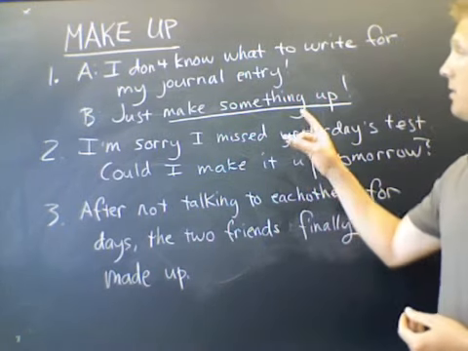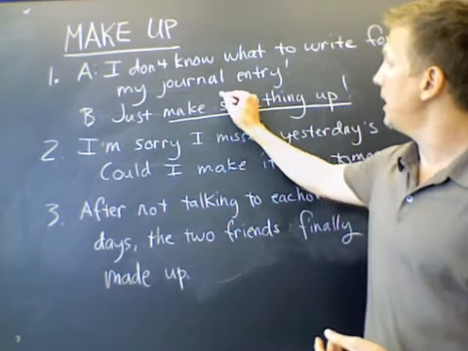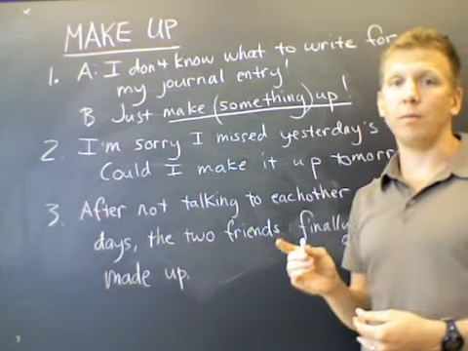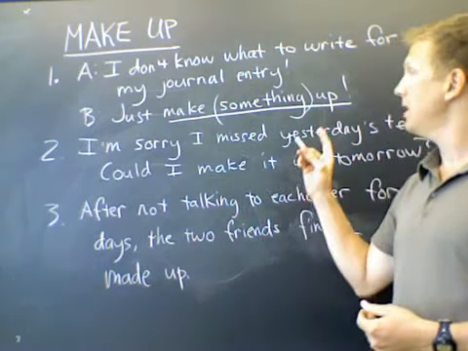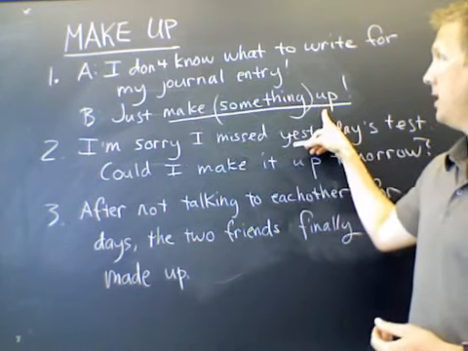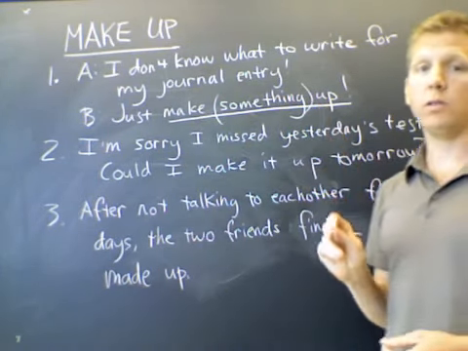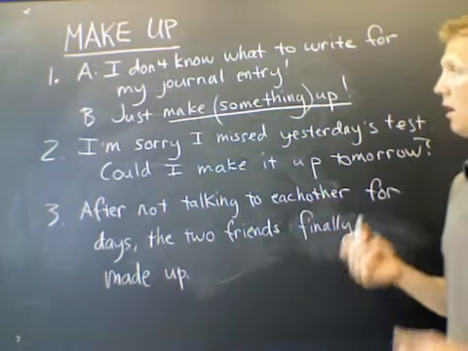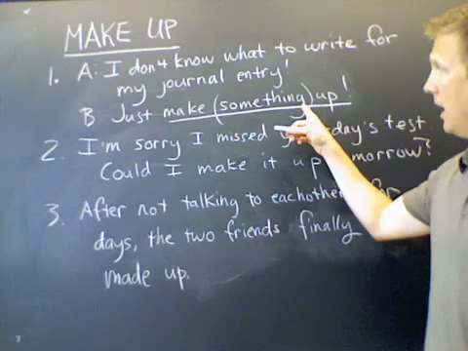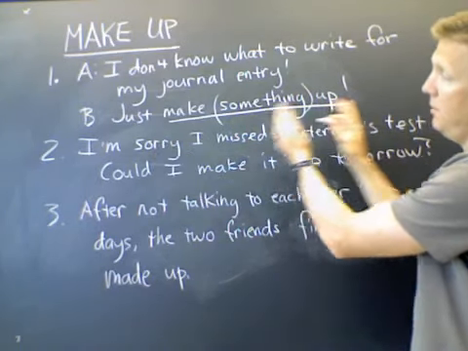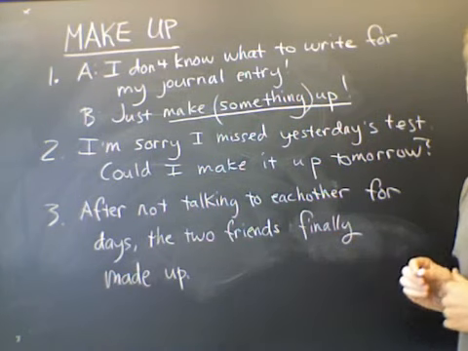Okay, and so notice in this use of make up, our phrasal verb is separable. Okay, so we can put the object something between make and up, and we usually do. When phrasal verbs are separable, they usually are separated, unless there's a very, very long object. Sometimes they're not separated. Okay.